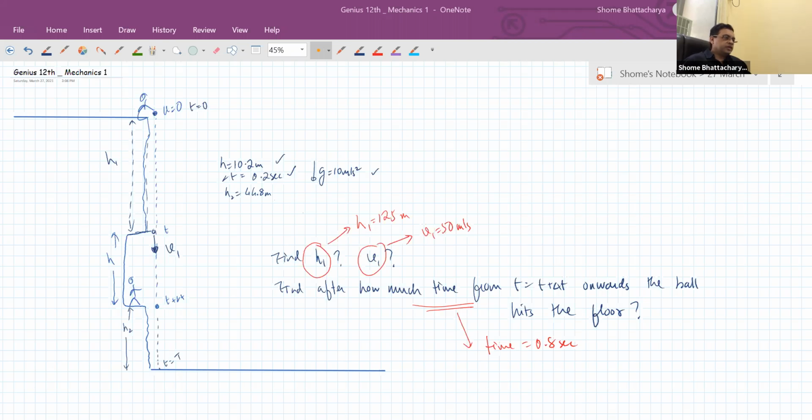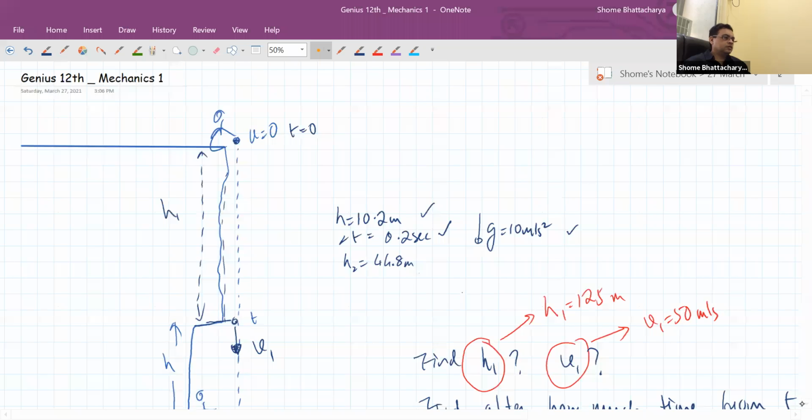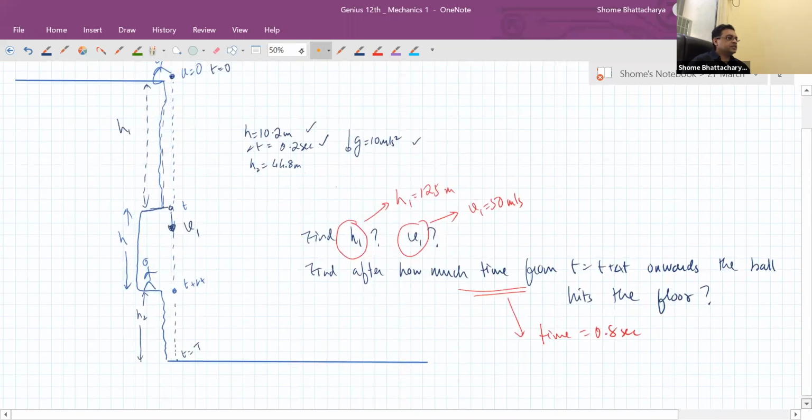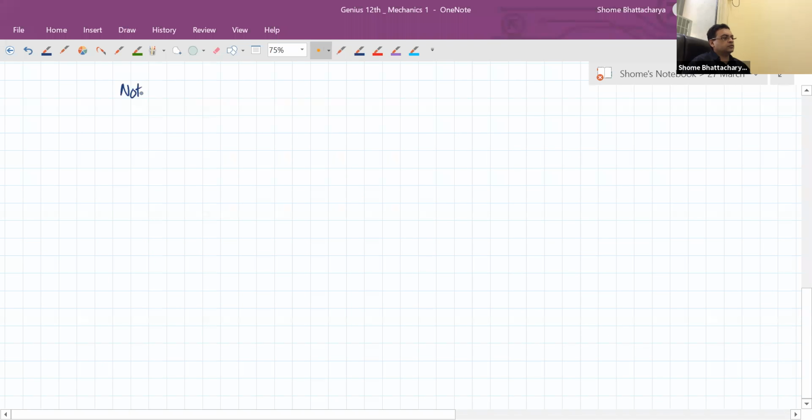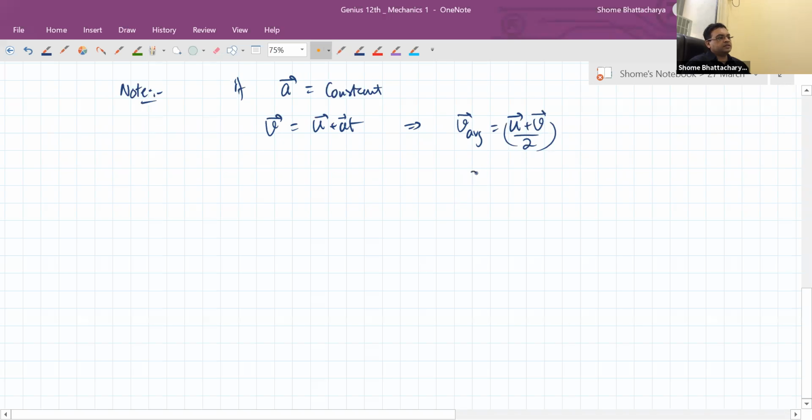Now I'm going to tell you a trick method that I tend to use for these types of questions. Whenever we have uniformly accelerated motion, if the acceleration vector is constant, then v is equal to u plus at. This also means that the average velocity in a certain interval is (u plus v) by 2. This is very useful. And the displacement in a certain interval becomes the average velocity multiplied by the time interval. So I'm going to make use of this over here.